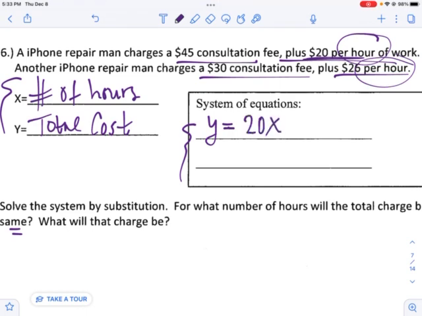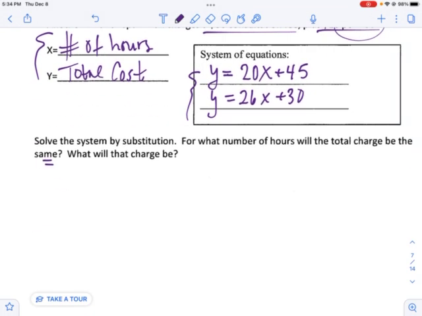If this were 6-1, we would make a T-chart and graph it. But since we now know how to algebraically solve, we're going to solve using the substitution method because I have a variable isolated. So let's substitute 20x plus 45 in for y in the second equation. So 20x plus 45 equals 26x plus 30.